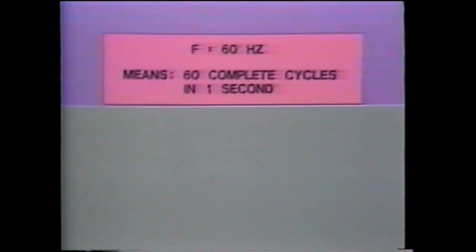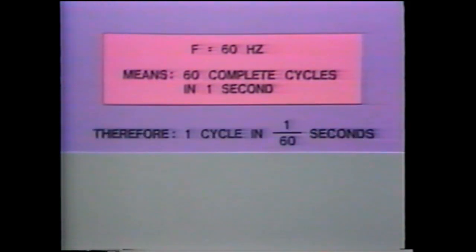Electrical systems are usually operated at a frequency of 50 or 60 cycles per second. There is limited use at 25 cycles per second, such as for electric railroads. The hertz is the accepted measure of system frequency and is equal to 1 cycle per second. Therefore, a frequency of 60 hertz means that the wave has oscillated through 60 complete cycles in 1 second. A 60 hertz wave will complete 1 cycle in 1 divided by 60 seconds.